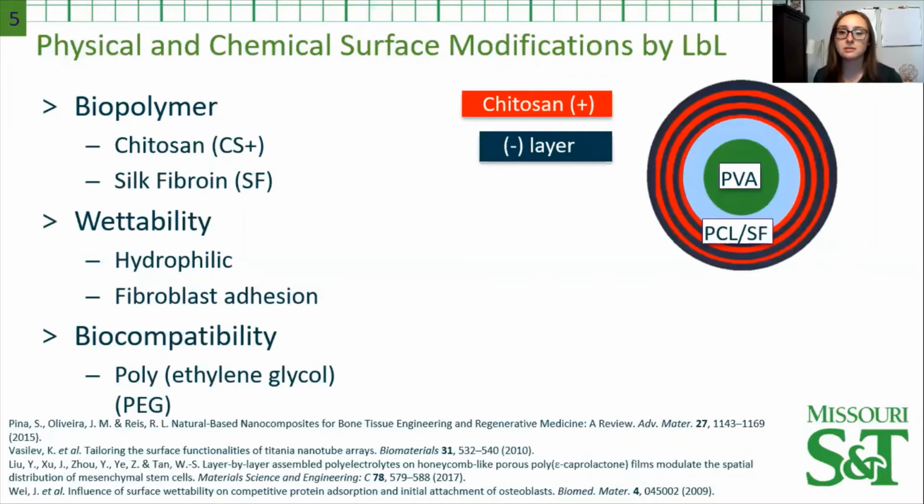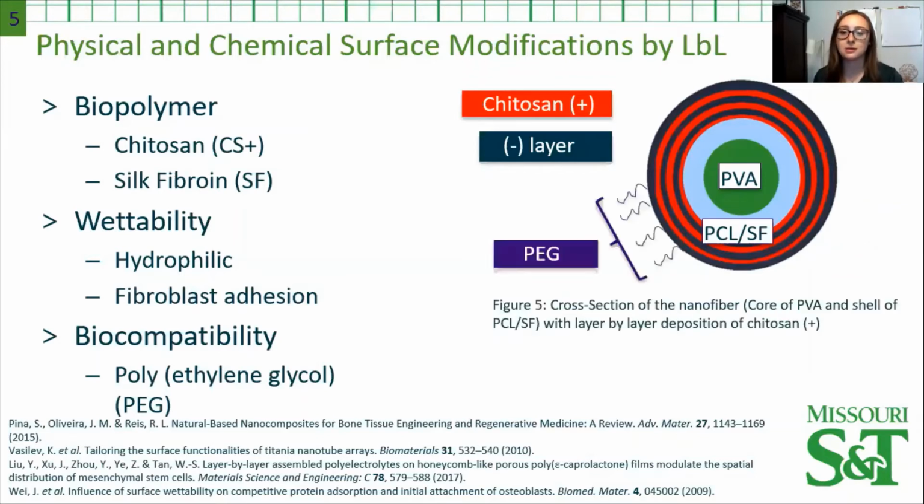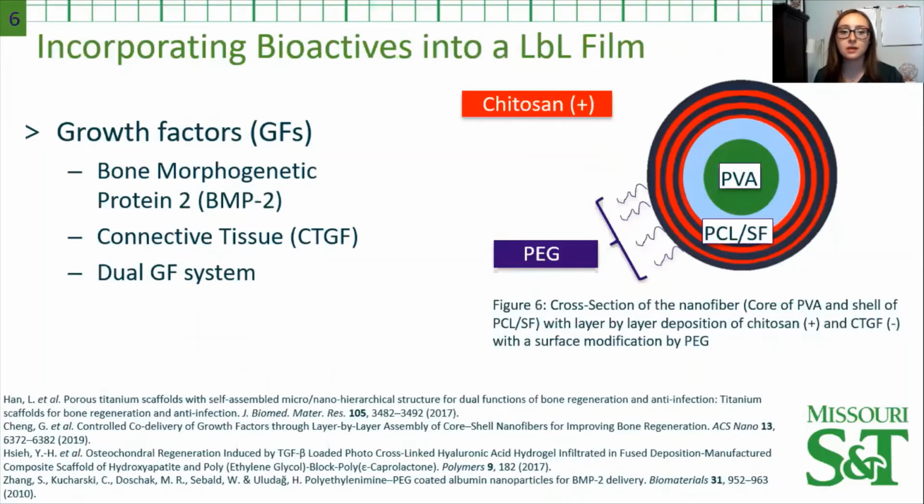Another commonly utilized method to improve the biocompatibility is incorporating PEG. PEG can resist protein absorption, and these short chains could be incorporated throughout the whole nanofiber. These surface modifications allow for a more biocompatible and hydrophilic scaffold. Another very commonly utilized method for modification is incorporation of bioactives like proteins.